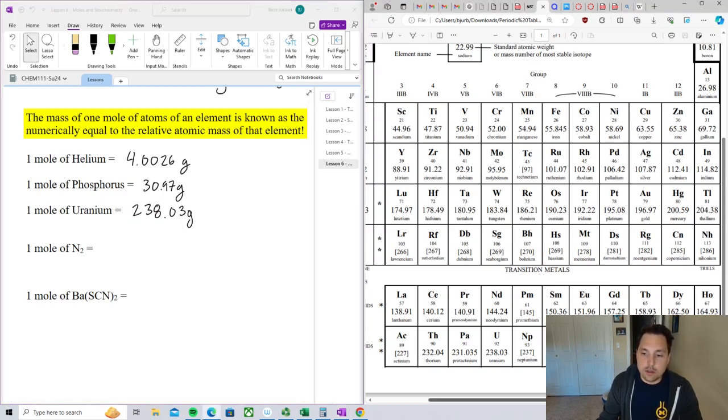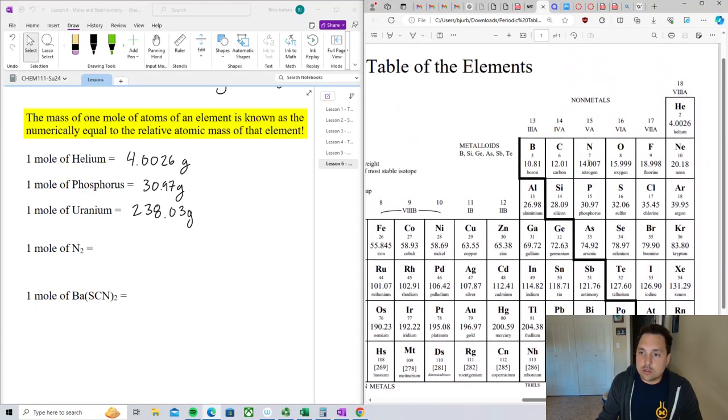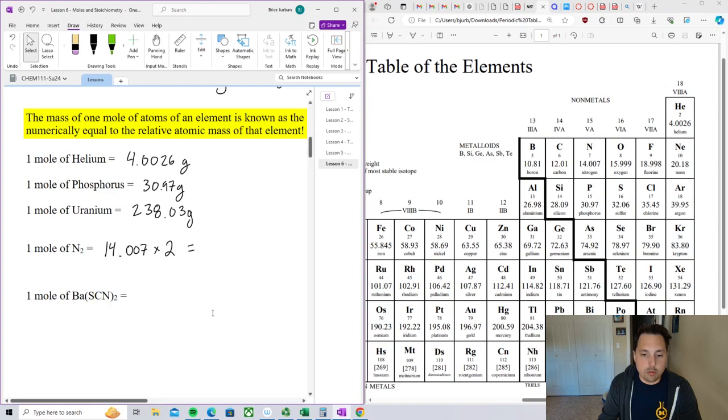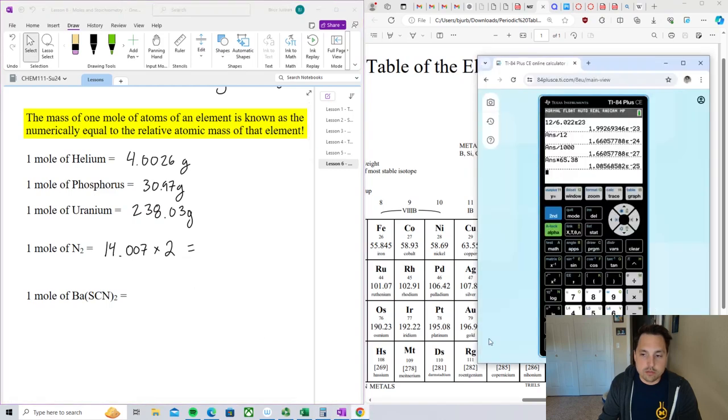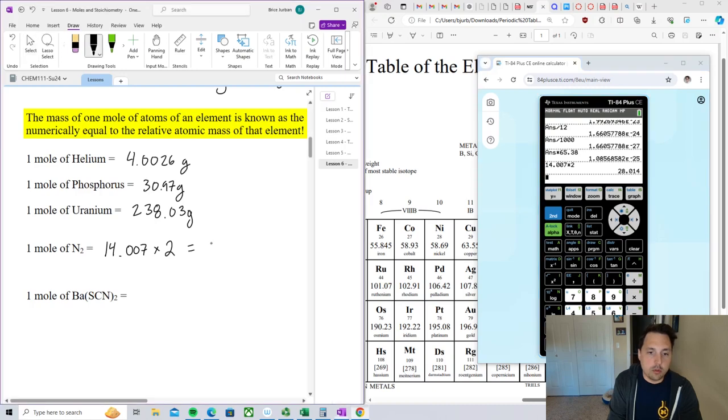Nitrogen is N2. So in this case, we can actually figure out the molar mass of the molecule. What we need to first do is take the average atomic mass of the element, which is 14.007, and multiply it by 2. And then that's all we need to do here. That gives 28.014.